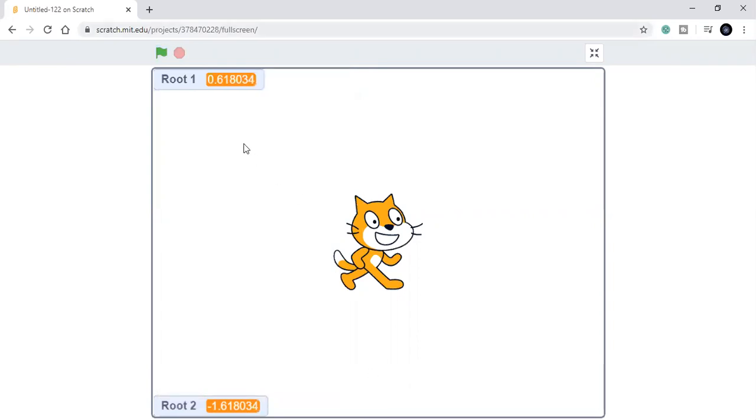Root 1 is 0.618034. And root 2 is, actually, I don't mean the square root of 2. I mean the second root is equal to negative 1.618034.